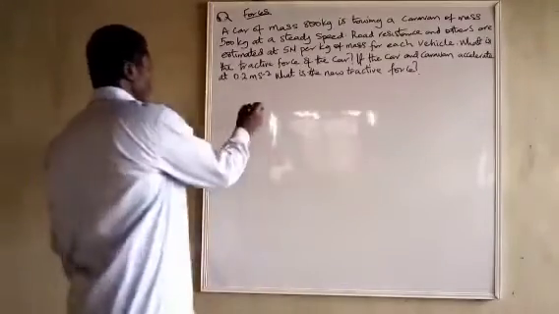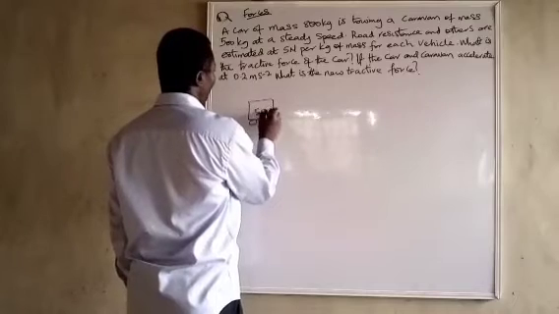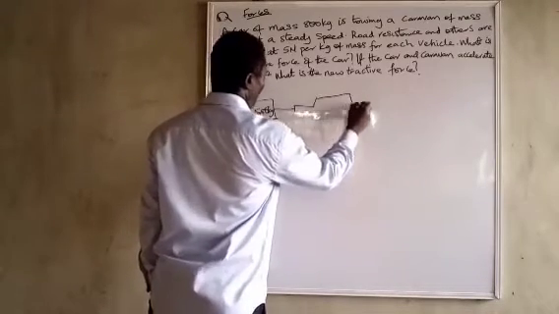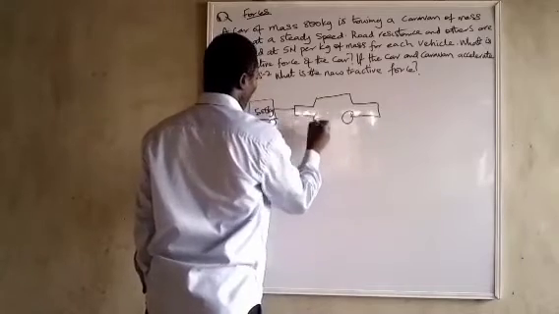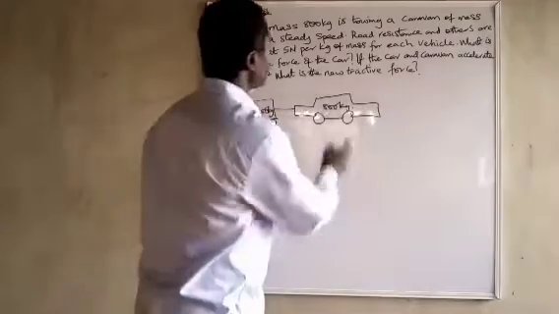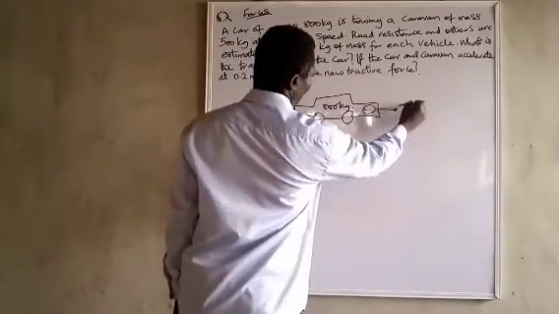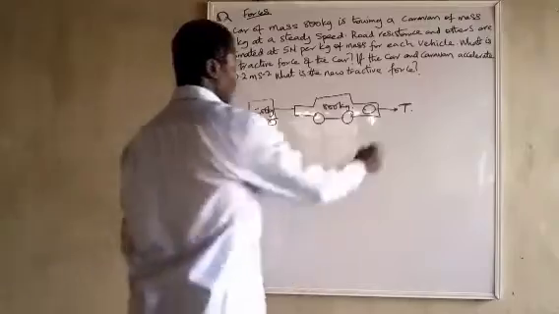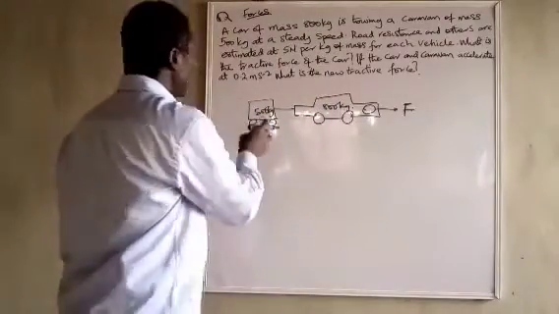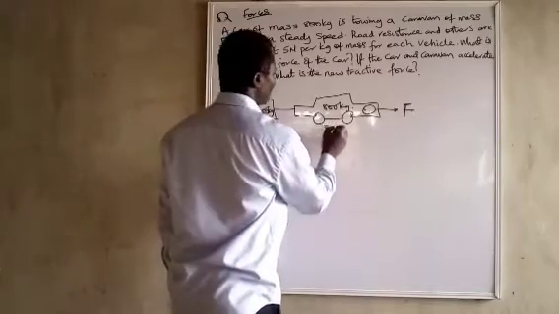So let's look at what it is like. We have a caravan of 500 kg being towed by a car of 800 kg. The engine of this one is giving us the tractive force. We're also told that there is some resistance here. This one we have 5 times 500, and this one is 5 times 800.